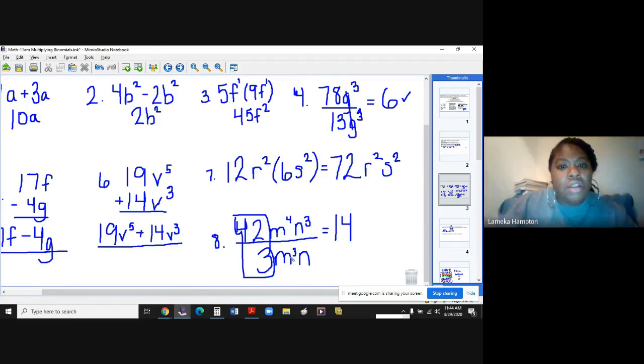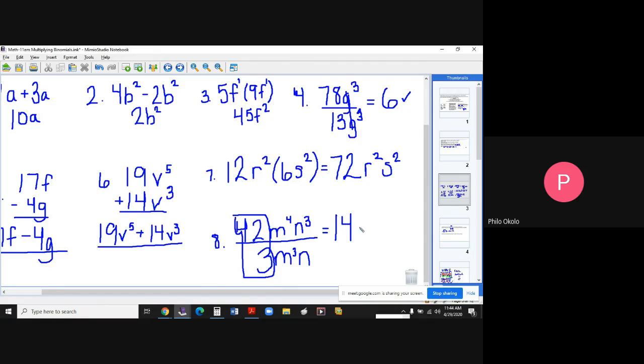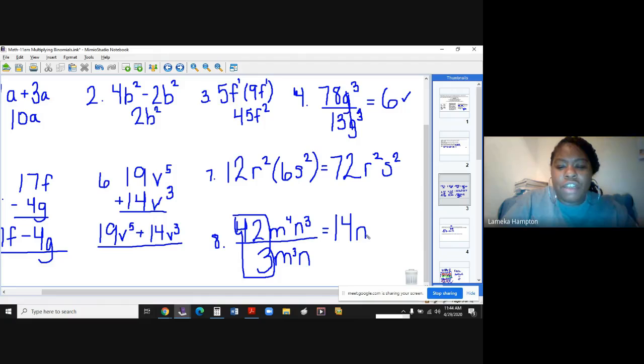Okay. My next step is to focus on my 4 and my 3. Now remember, all of these are unlike terms, but I'm going to follow the same rule for dividing like terms. So I'm going to subtract my exponents. So what is 4 minus 3? 1. So I have 1m left over. And what is 3 minus 0?